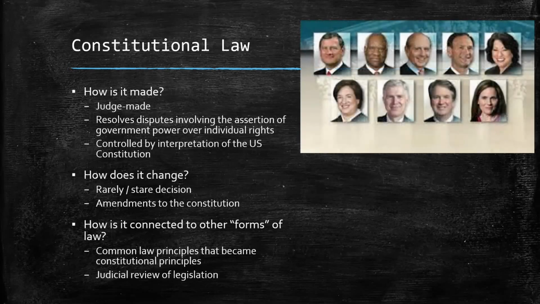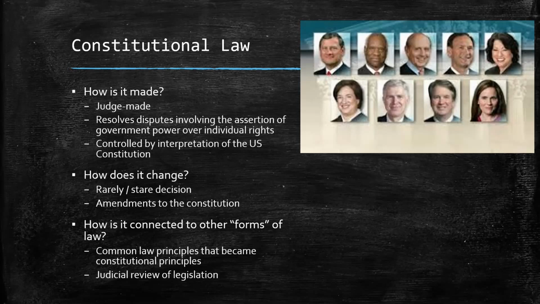So let's recap just for a second. Constitutional law is judge-made law that interprets the language of the Constitution. Constitutional law cases involve disputes over the assertion of government power that might infringe upon the exercise of individual rights. The outcome of those cases is controlled by the supreme law of the land, the U.S. Constitution. Constitutional law rarely changes. It is possible that the Supreme Court will overrule itself, but that doesn't happen often. And additionally, constitutional law can be changed by an amendment to the U.S. Constitution, but again, that is very, very unlikely.